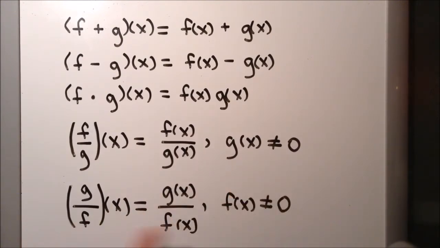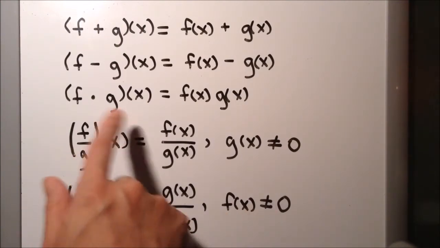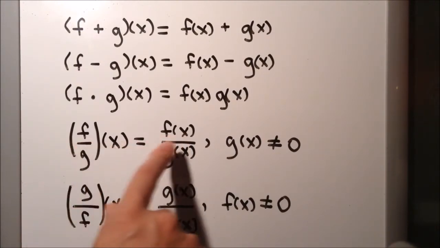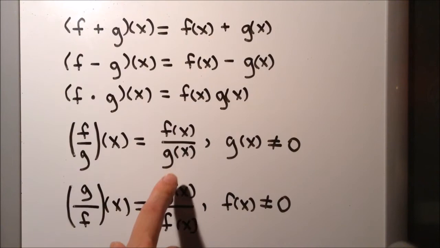Now the reason I wrote this is when it's g divided by f of x, that means that g of x will be divided by f of x, where f of x does not equal 0. So for division, whatever's on top stays on top. So if it's f, then f of x. If it's g, then g of x.